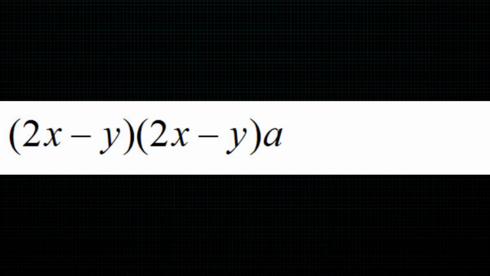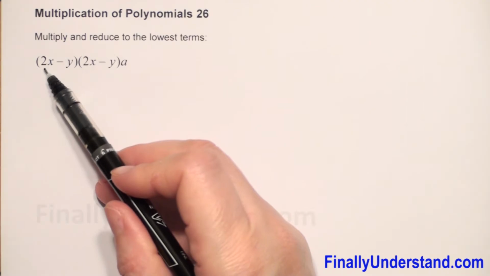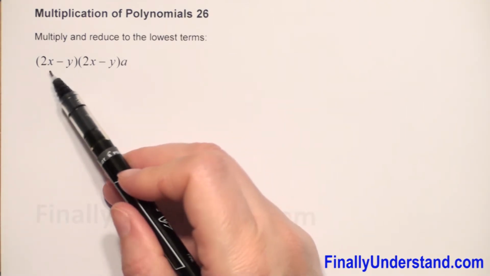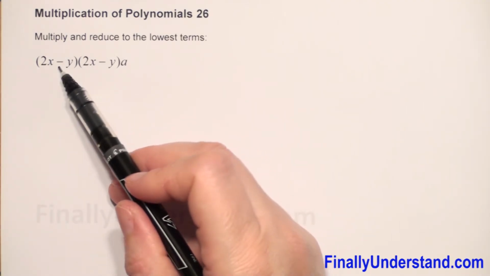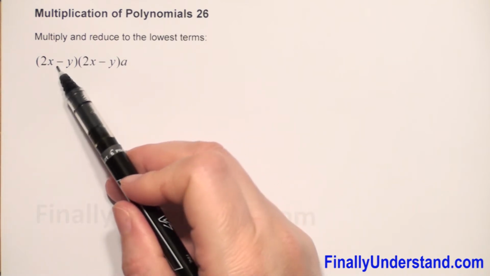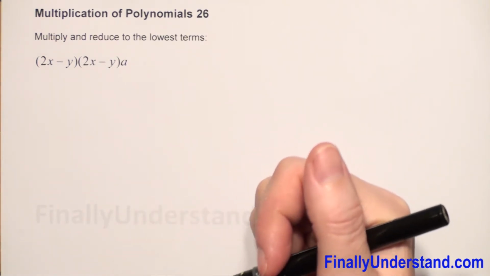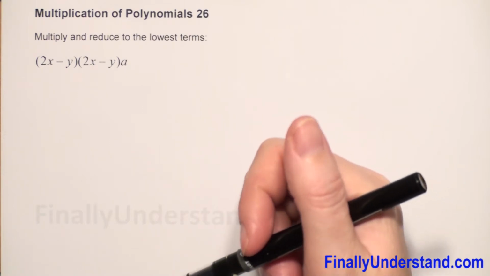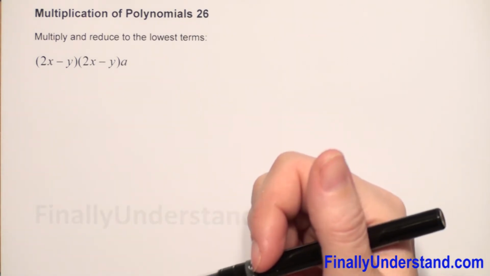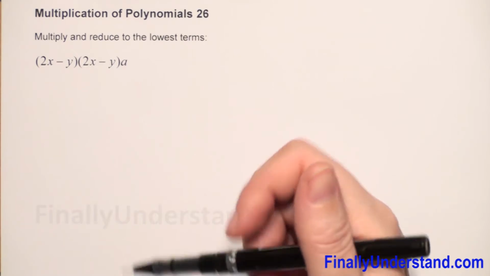We have multiplication of polynomials. In the parentheses, we have the same terms and the same sign. We have 2x, negative sign, and negative y and y. So if you remember the formula for square of difference, you can use this right now.